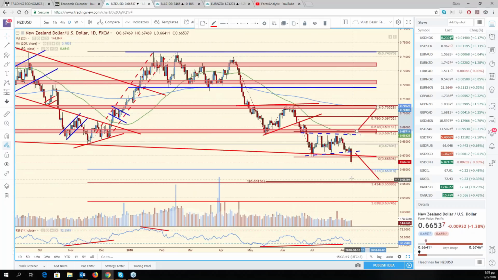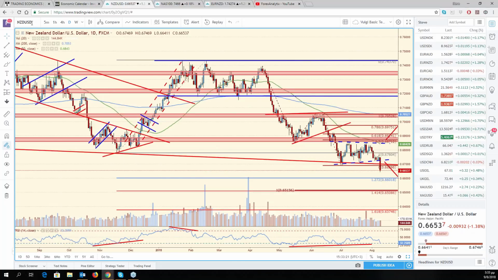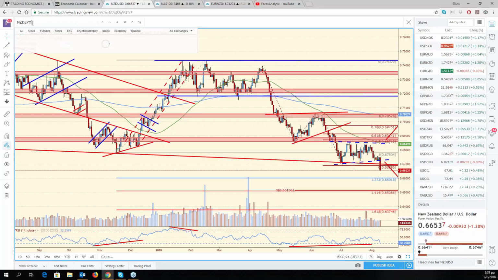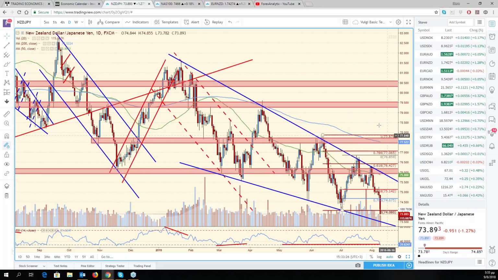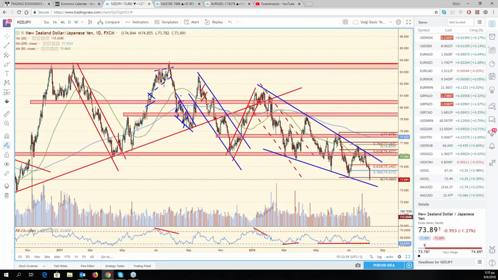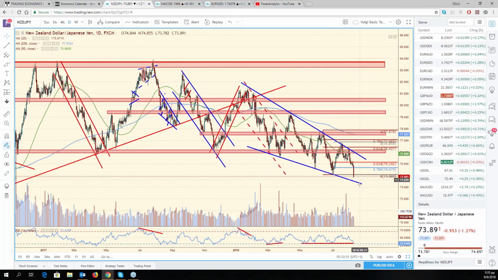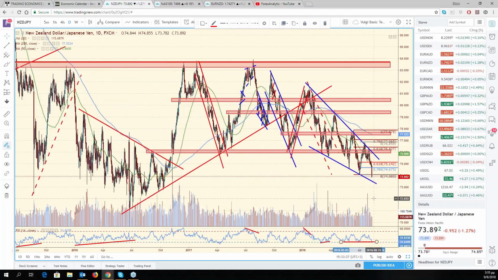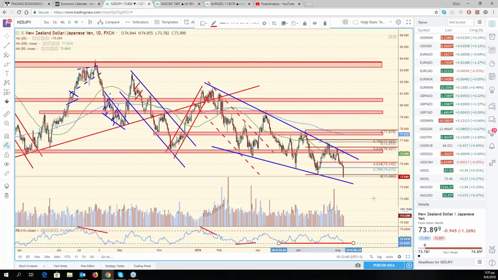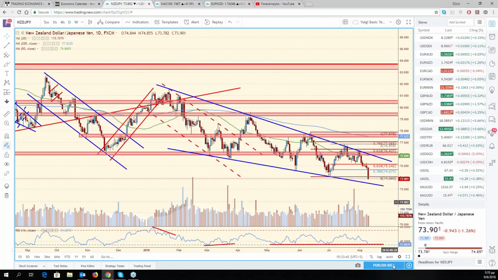Having to do now with the Kiwi yen, this is the formation I was watching, and we're now approaching support. Obviously, if we actually make it even below this support, it's going to be an extremely bearish development. Now let's have a look at cross rates that include the Kiwi.